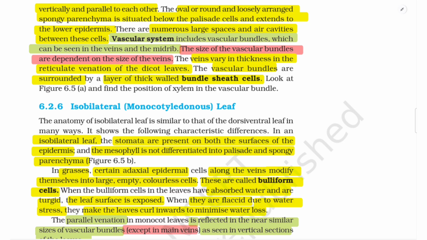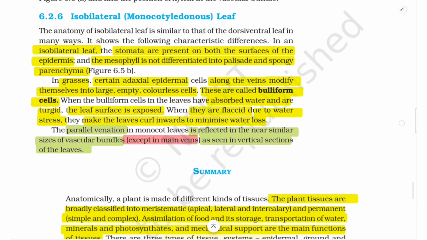The vascular system includes vascular bundles which can be seen in the veins and the midrib. The size of vascular bundles is dependent on the size of the veins. The veins vary in thickness in the reticulate venation of the dicot leaves. The vascular bundles are surrounded by a layer of thick-walled bundle sheath cells. Look at Figure 6.5a and find the position of xylem in the vascular bundle.